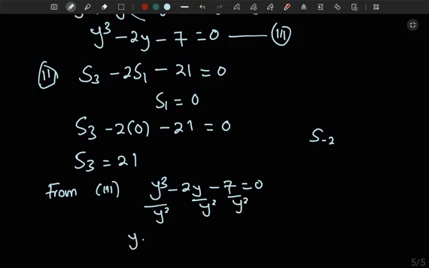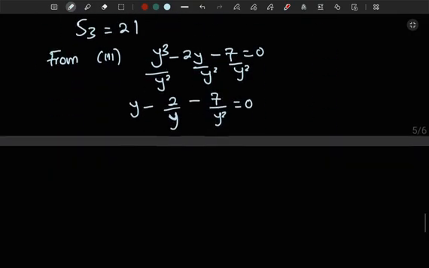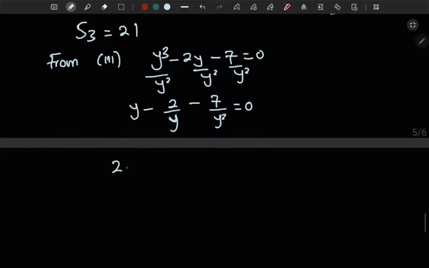This becomes y minus 2 over y, then minus 7 over y squared. And the recurrence formula for this is going to be x1 minus 2x subscript minus 1 minus 7x subscript minus 2. So if you don't know how we obtain this, you better go and watch one of my videos on roots of polynomials. You are advised to do that before you continue with this.